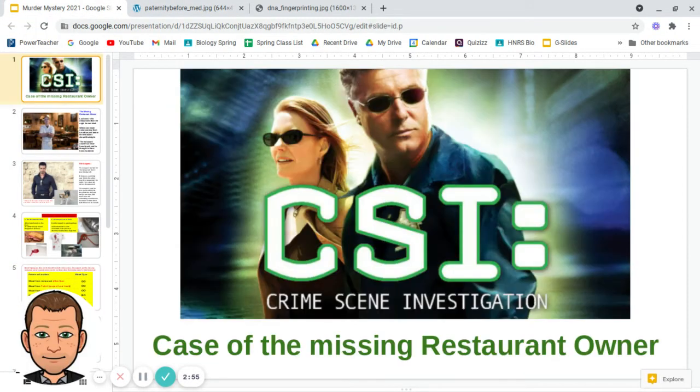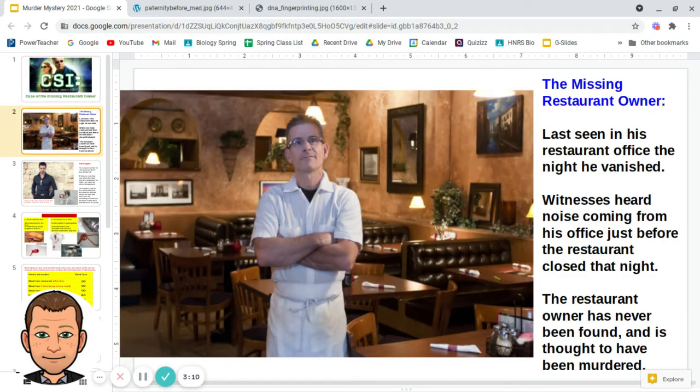Now, in this lesson, you're going to be working your way through an imaginary crime scene investigation. It could be a murder. We're not sure yet, but the police think someone may have been killed. Now, in this picture, you can see the person who's missing. This is the case of the missing restaurant owner, and this is the missing restaurant owner. He was last seen in his restaurant office the night he vanished, and no one has seen him again.